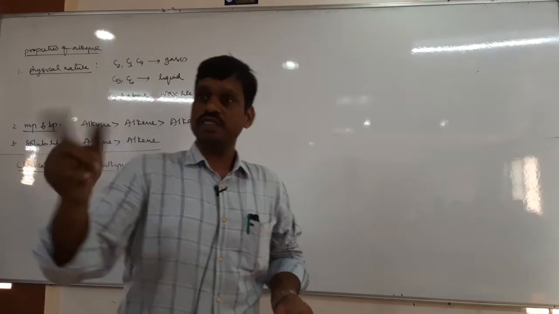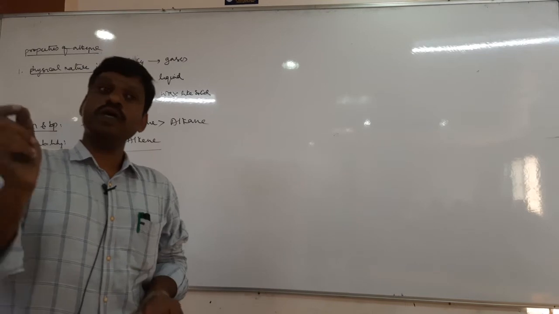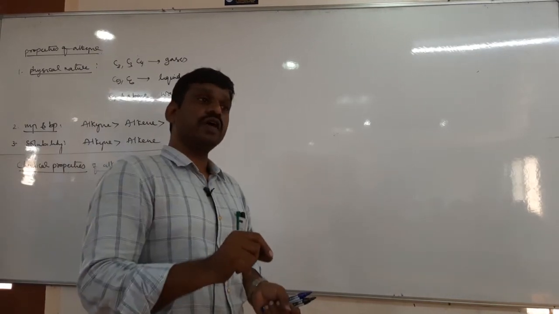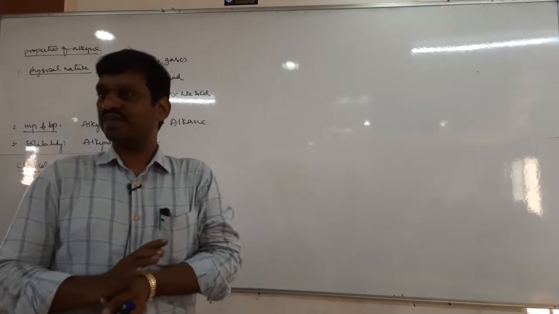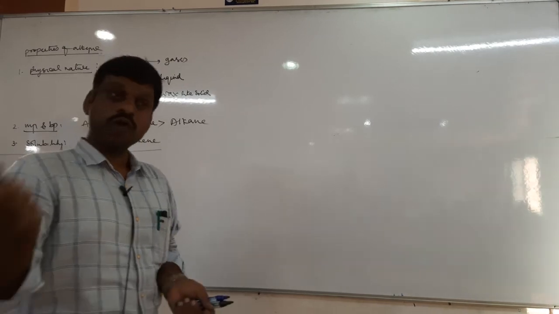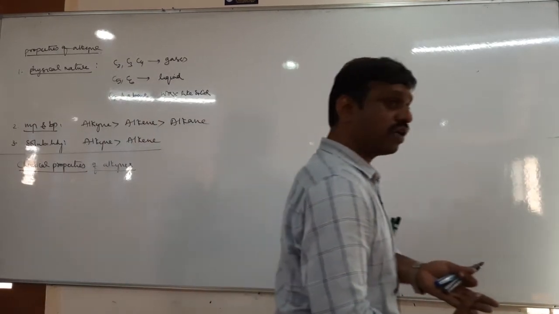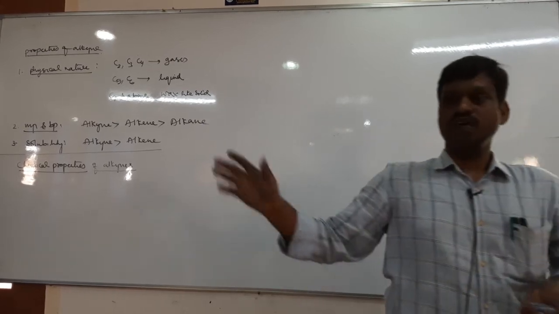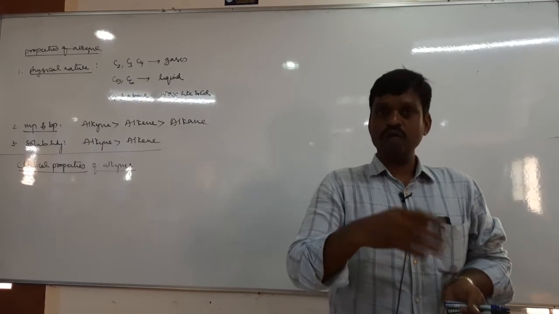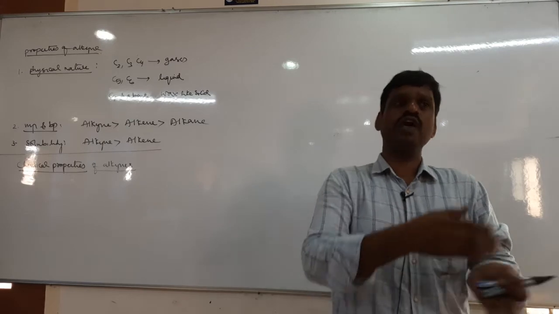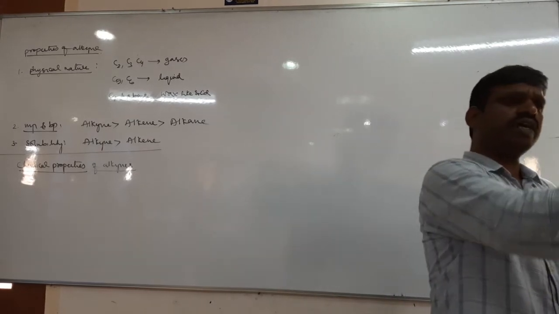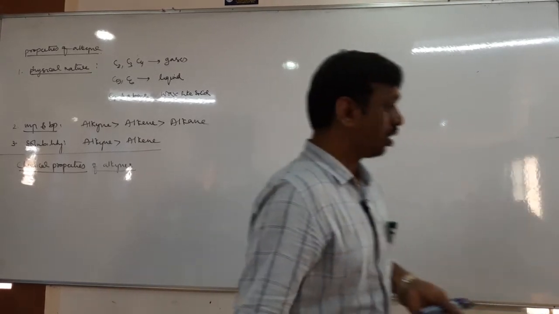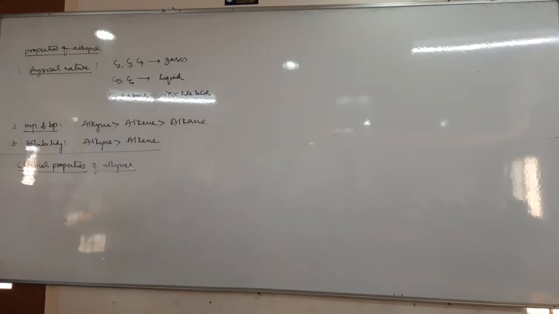Second is chemical properties due to presence of carbon-carbon multiple bond. Due to the presence of the carbon-carbon multiple bond, alkene can undergo which reaction? Electrophilic addition. Here also we study the same. Along with electrophilic addition, we have some other reactions like oxidation, polymerization, etc. So the chemical properties are due to two reasons.